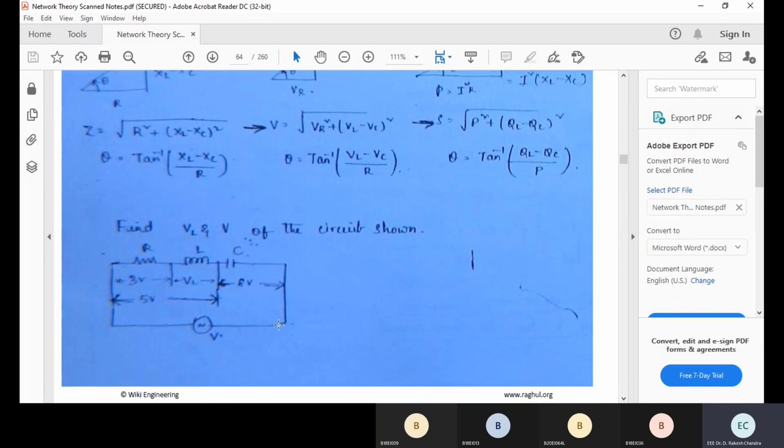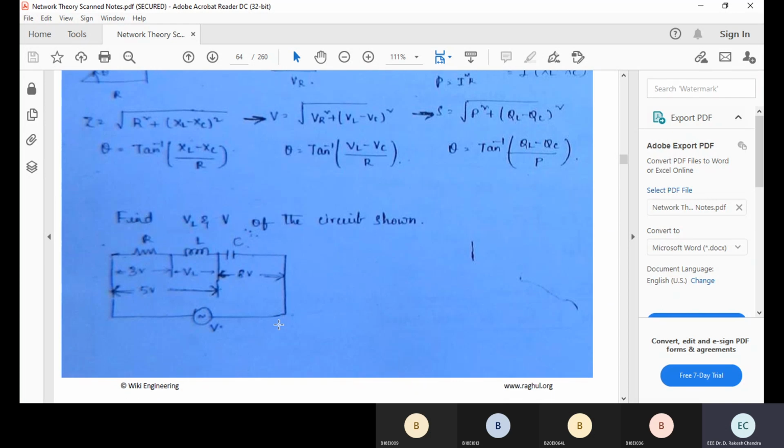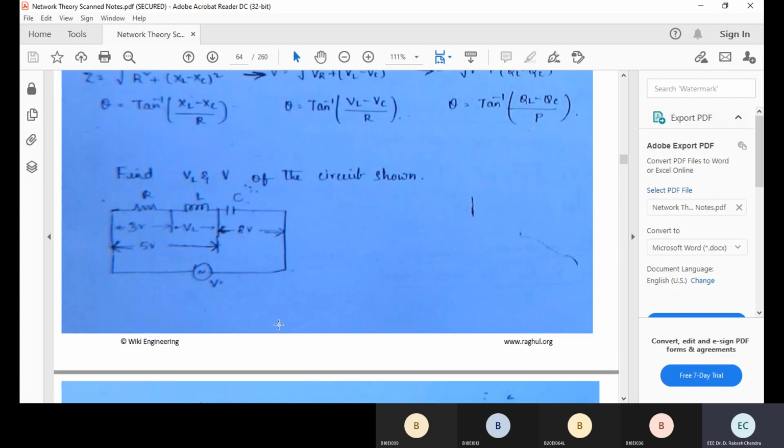Okay. So what he's mentioning, we can digest this concept by solving more number of problems. The problem is, voltage across resistance and inductance is 5 volts and voltage across capacitance is 8 volts. Then what is the total voltage? Okay, what is the total voltage? So can anybody tell how to solve this problem?